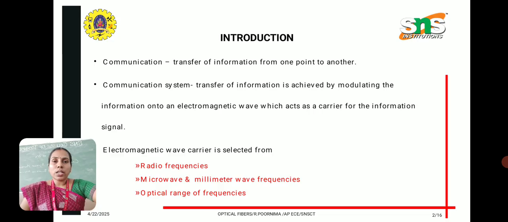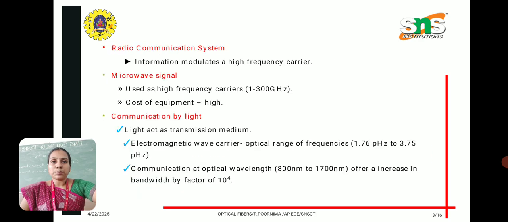So what is communication? It is the transfer of information from one point to another point. We use modulation and also other systems for different types of communication. We use carrier waves, radio frequencies, microwaves. These are some of the carrier frequencies we are using. We can also use the light signal for optical fiber communication, where light acts as the transmission medium.